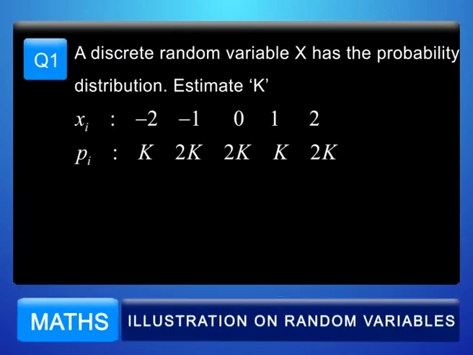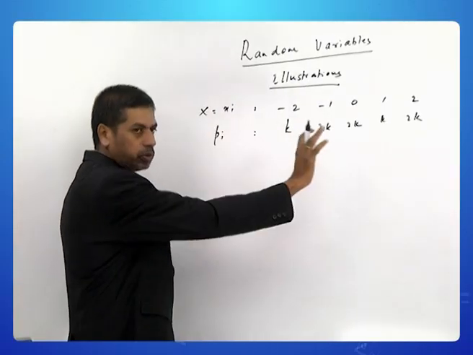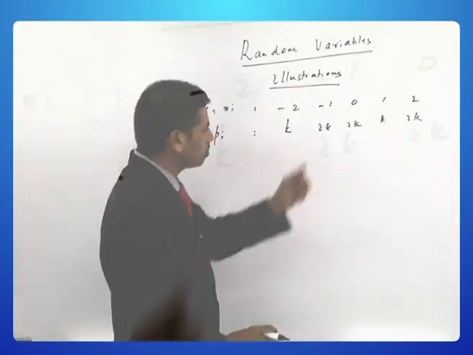Question number 1. A discrete random variable x has a probability distribution xi with values -2, -1, 0, 1, 2 and corresponding probabilities k, 2k, 2k, k and 2k. To estimate the value of k is the question. Now you can see that x is a discrete random variable because it has taken discrete values.